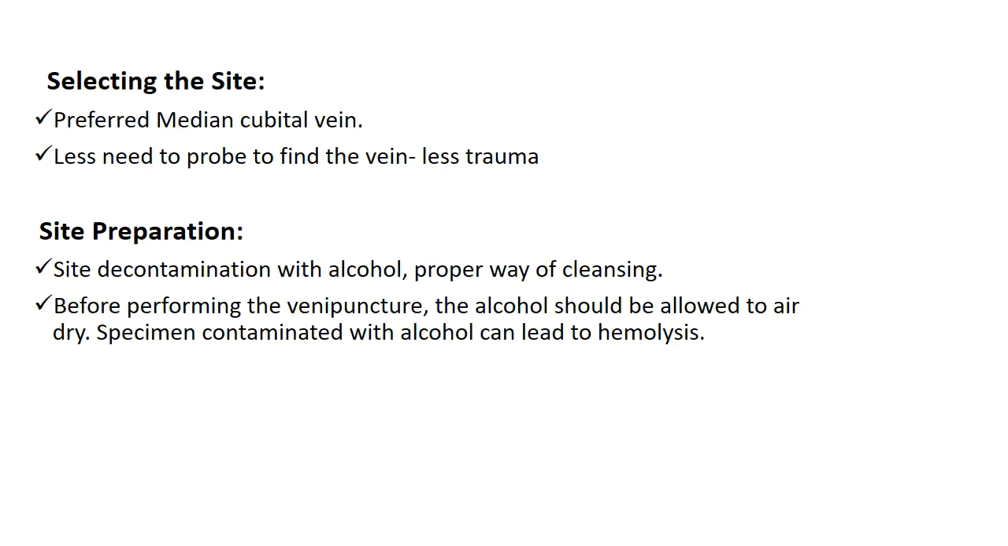Now, selecting the site: the median cubital vein is the most preferred site, because that is the most prominent vein and is anchored to the underlying structure. So the chance of double pricking is very low, and it is very easy to collect. But if by chance you are not able to collect from the median cubital vein, then you can use the cephalic or basilic vein, but the preferred one is the median cubital vein.